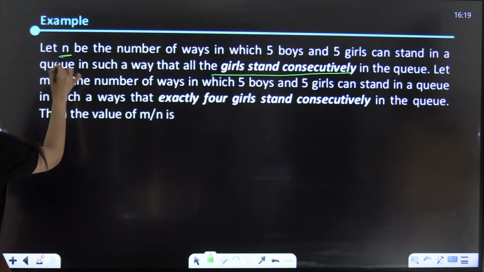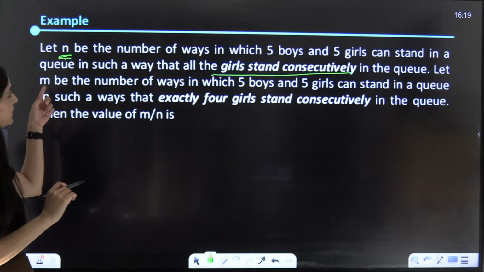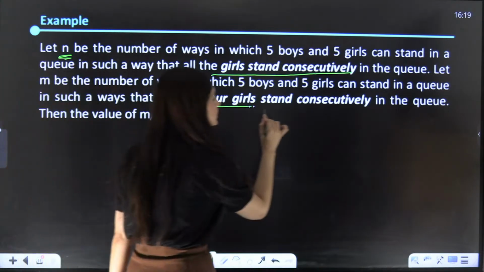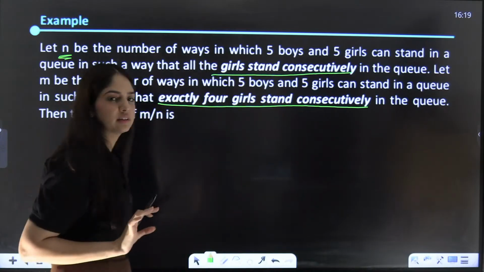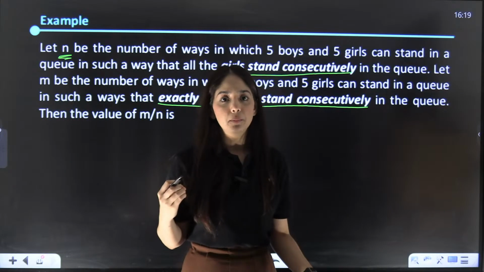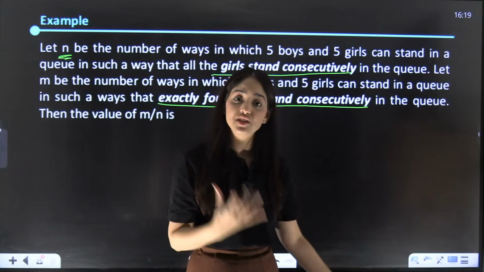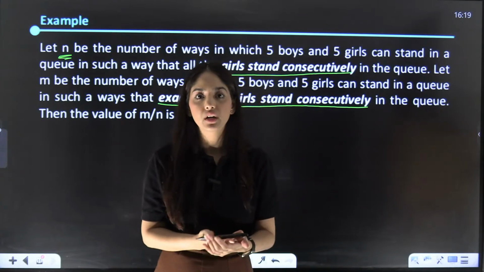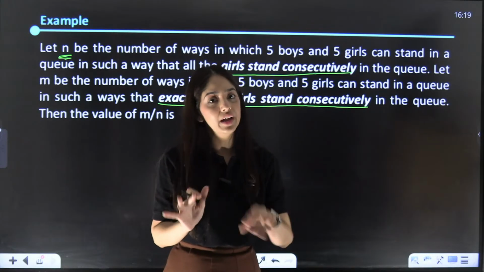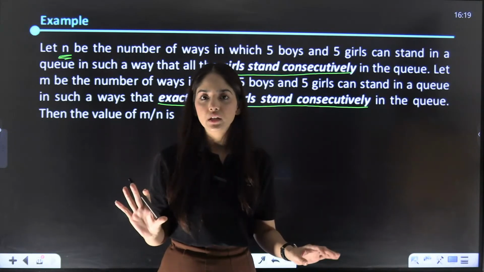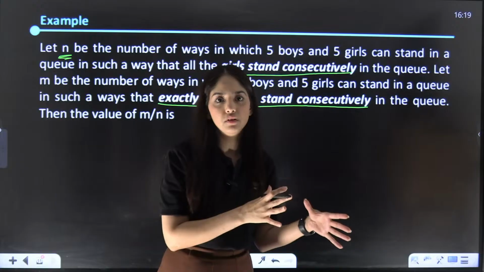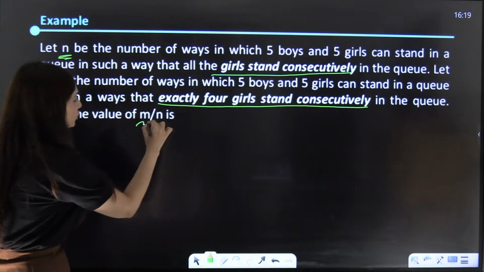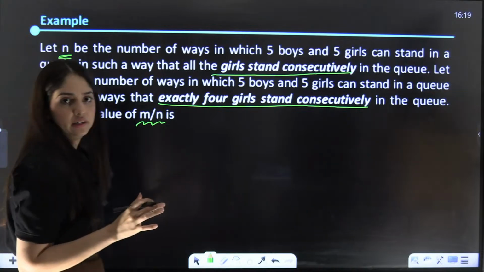That is N. M is the number of ways in which they can stand in a queue in such a way that exactly 4 girls stand consecutively. 4 are bundled up together, 1 is separate. There has to be a gap between them, otherwise 5 girls will end up standing next to each other. We want exactly 4 and then a boy and then a girl, or 1 girl and then at least 1 boy and then the 4. Okay, so that is M. So we have to tell what M by N is.